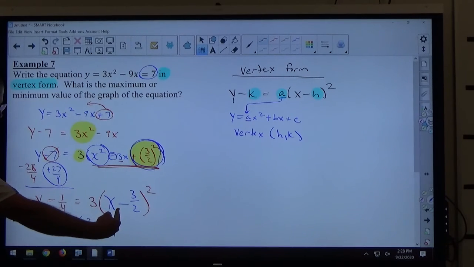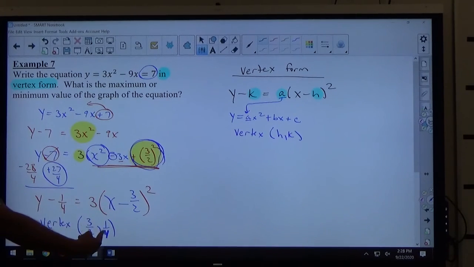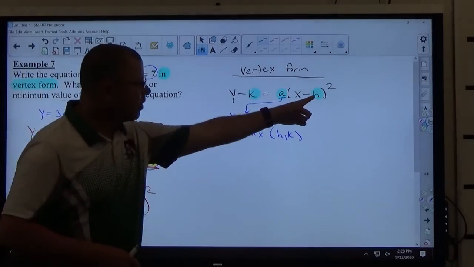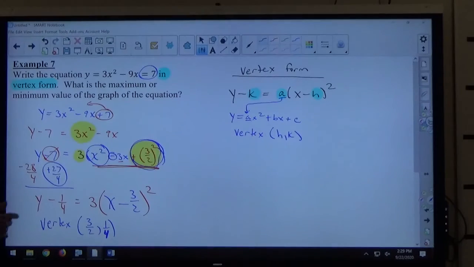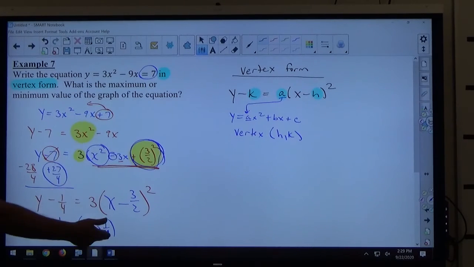The number with x, change the sign to find x. The number with y, change the sign to find y. That's what it says. The number with x is the x part. The number with y is the y part. You have to change the signs though. If it says minus, you put plus.